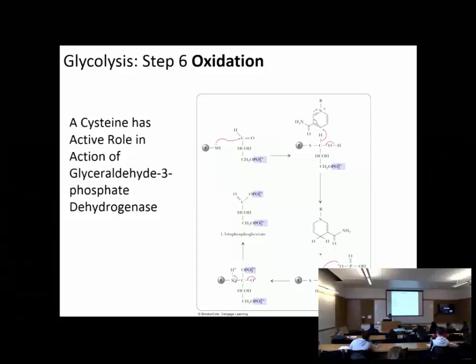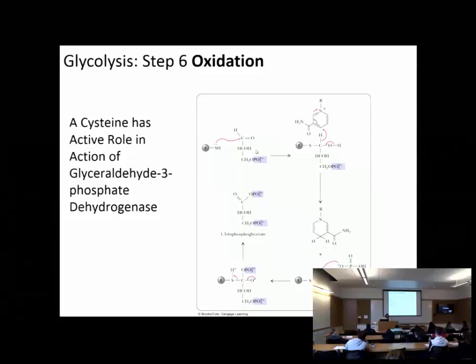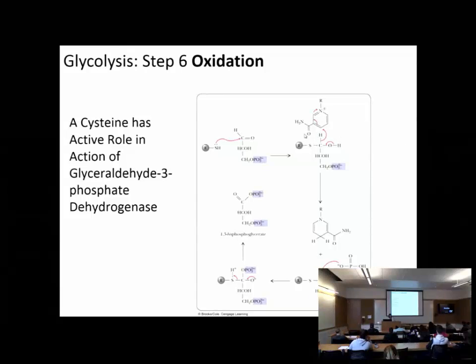So I'm not going to ask you to memorize this, but I do want you to notice a couple things. The sulfur of cysteine can act as a nucleophile, just like the serine did. Another thing I want you to notice about this mechanism is that the nicotinamide ring is picking up a hydride, hydrogen with the electrons.